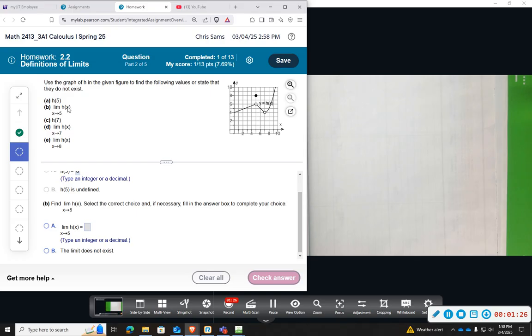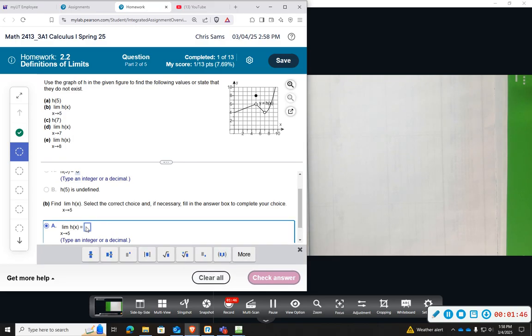The limit as h approaches 5, so as I trace it from the left, we're going toward 6. On the right side, when I trace it, it's going towards 6. So the limit of h of x as x approaches 5 is equal to 6.